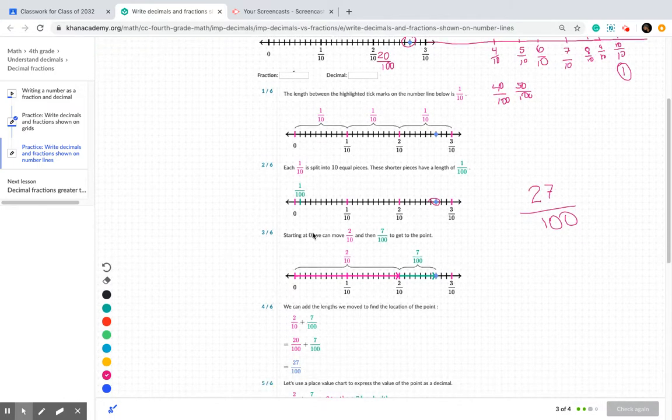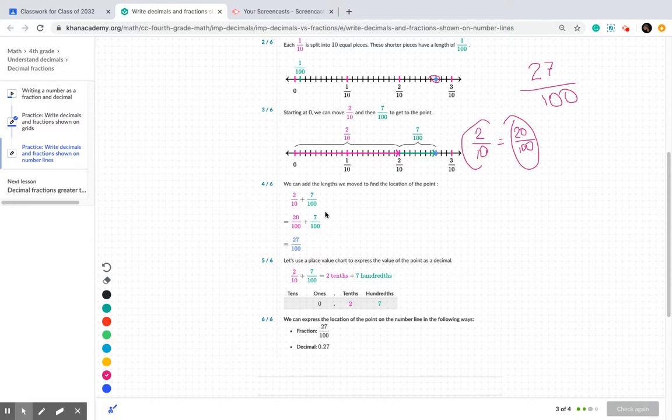All right, so starting at 0, we can move 2/10 and then 7 100s to get to the point. Do you see that? Why do I have 7 100s? Well, 2/10 is actually equivalent, if you remember how we would do this, to 20 over 100. Because if I reduce 20 over 100, that will give me 2/10. Do you see that?